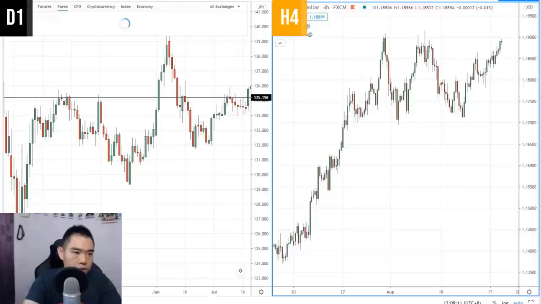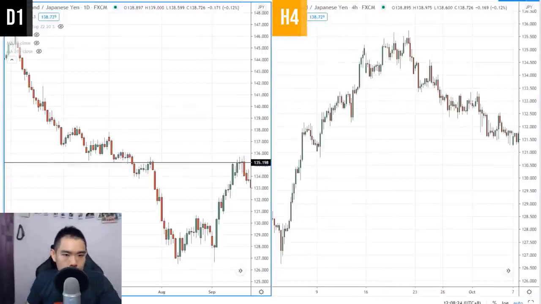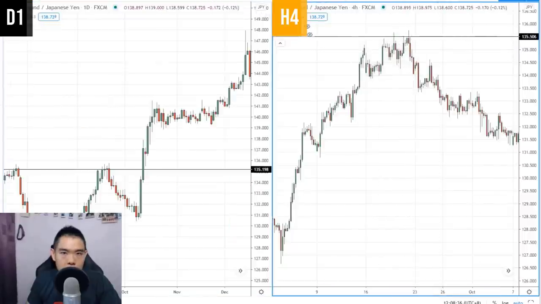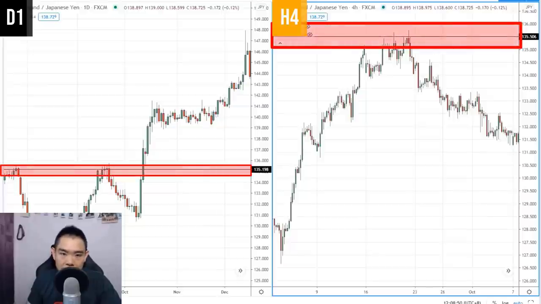Change this to pound yen over here. Okay, so just to bring out the area, this over here is at this portion over here. If I just draw out that level, notice again we have this triple test failure here. Price tested once, twice, three times and failed. Again, this is not just an ordinary triple test failure. This triple test failure occurred at a key resistance on the higher time frame.